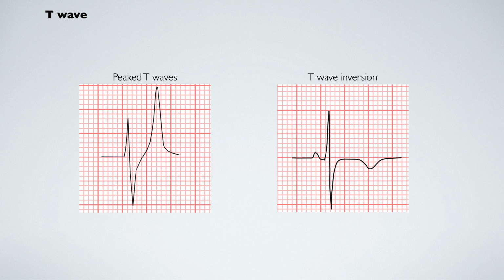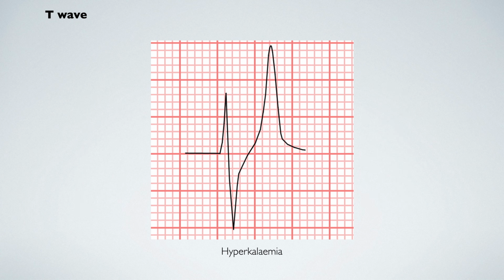There are 2 presentations I want us to cover here. The first is the peaked T wave and the second is T wave inversion. Let's take a look at the peaked T waves. We will use hyperkalemia here as our example of peaked T waves.